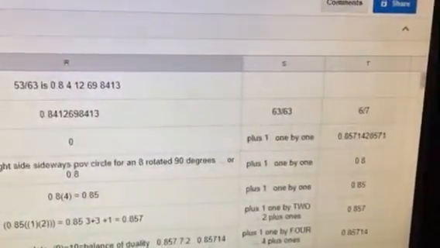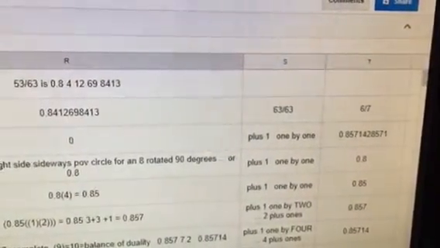So I thought this number is very interesting because when I do 6 divided by 7, I get 0.857. So I have 0.8412 and 0.857. I'm like, they're pretty close. Let's see if I can incorporate my plus ones to this number to boost it to this number. And you know what I found out? It's exactly what it does.